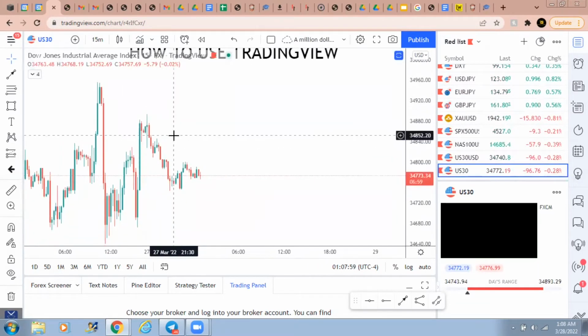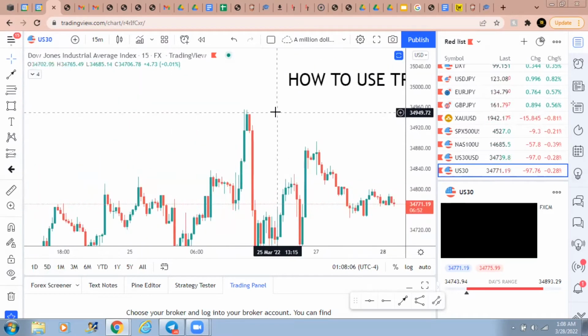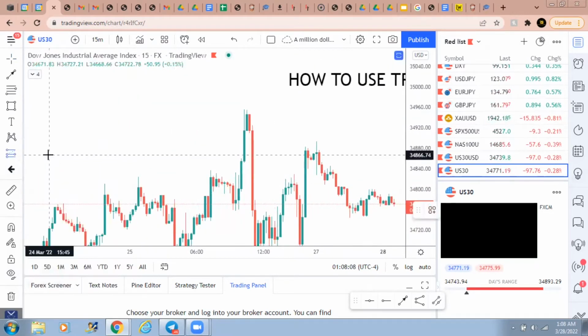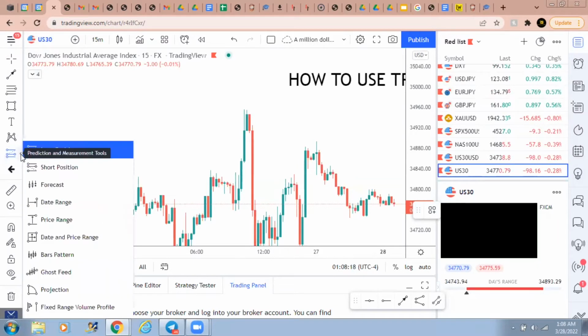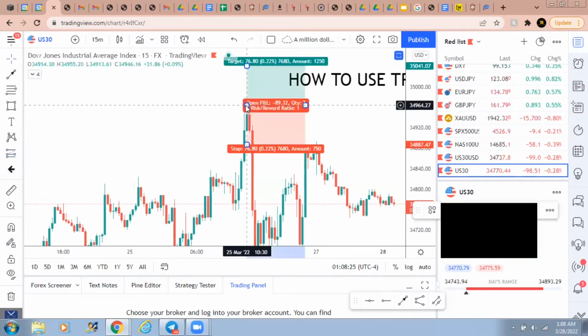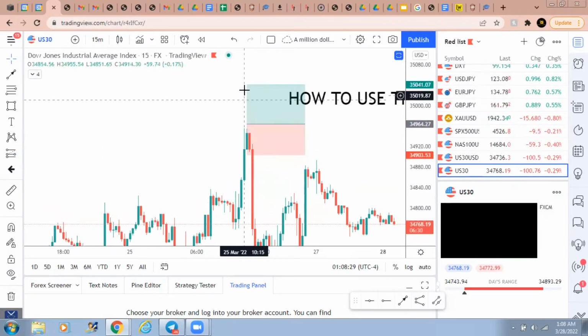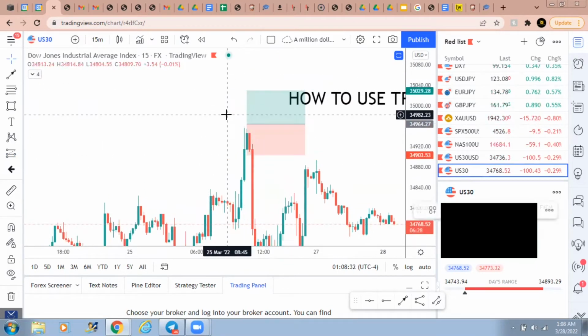First things first, let's say you want to place a buy stop. This is how you would place a buy stop on TradingView. Get your long position. First off, you would go over here. You see these little lines with little dots on the side: prediction and measurement tools. You click the long position. Let's say we place a buy stop. Place it, place your stop loss right there, and place your TP up here.